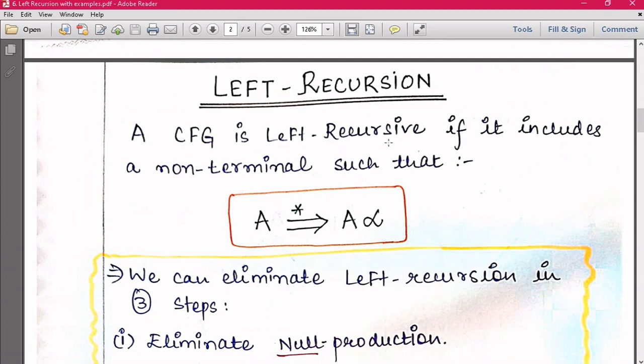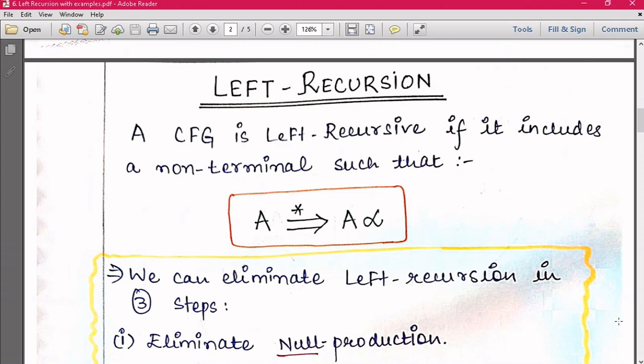If a CFG is left recursive, it includes a non-terminal, so you have a variable, right? What are variables? All the symbols which are represented in capital letters, that is capital A to Z, any symbol between that. So I'm taking here A, capital A. If we are recursively generating productions out of it in such a way that the variable which is used on the left hand side is also used on the left side of the right production, the same variable which is used on the left side is also at the left of this production.